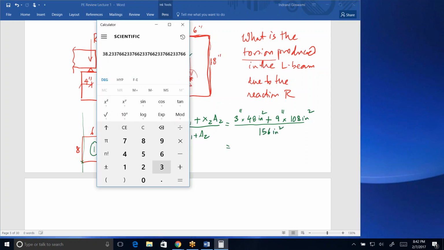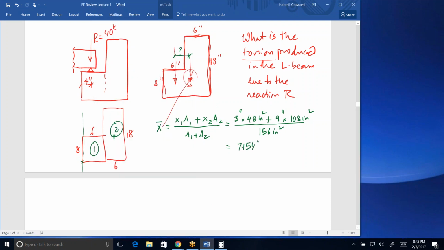So that would give you 3 times 48 plus 9 times 108, divided by 156, which is 7.154. And now we can see that the reaction was transferred at a distance of, I lost my pen. The reaction was transferred at a distance of 4 inches, but the centroid is at a distance of 7.15 inches. So that means the eccentricity would be 7.15 minus 4, or 3.15 inches. That would be this eccentricity right here. That would be this.